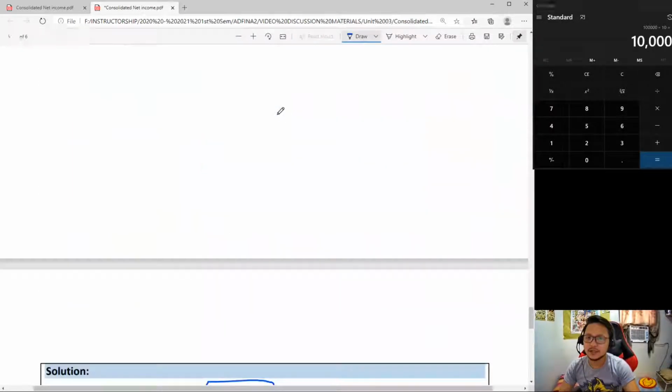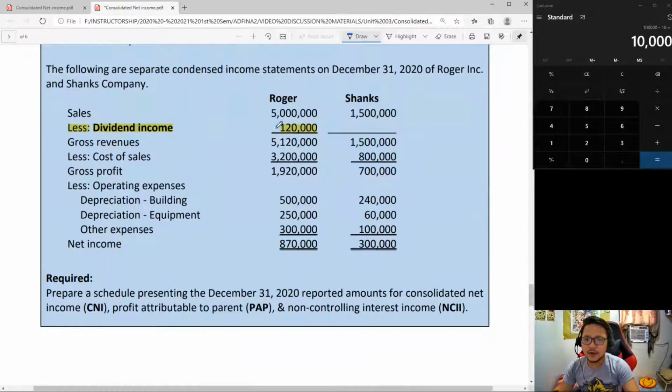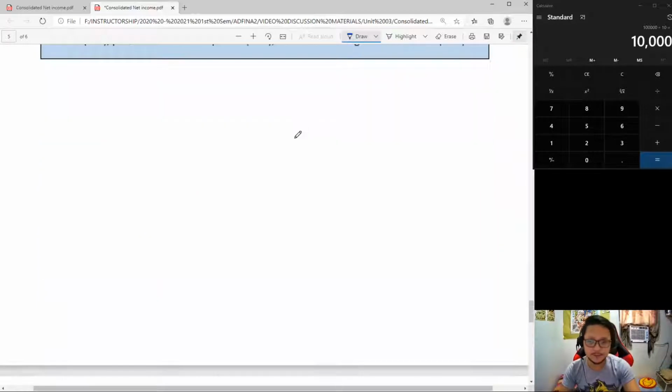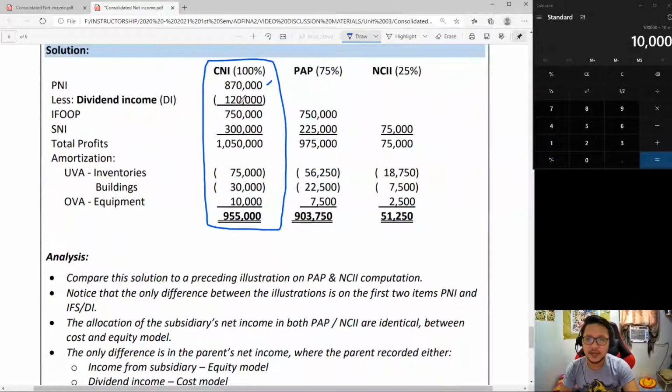That is because nagkaroon ng difference in the total profits, gross revenues, I mean. So, everything else is the same, nagkaiba kasi sa dividend income. So, magkaiba yung figures with cost method and equity method. But rest assured, ito lang yung nabago talaga. Parent's net income, income from own operation is still the same. And from that point onwards, everything is actually identical to equity method. Ano lang yung pinagkaiba nila? Itong dalawang rows lang.